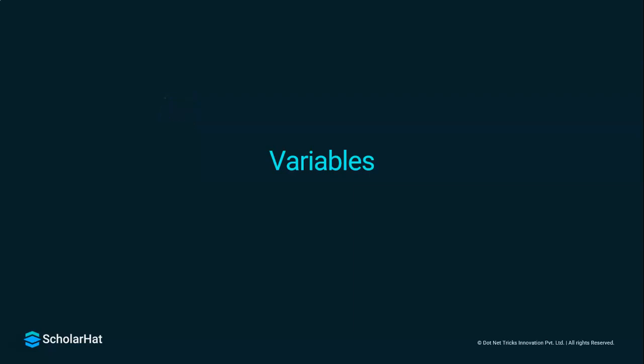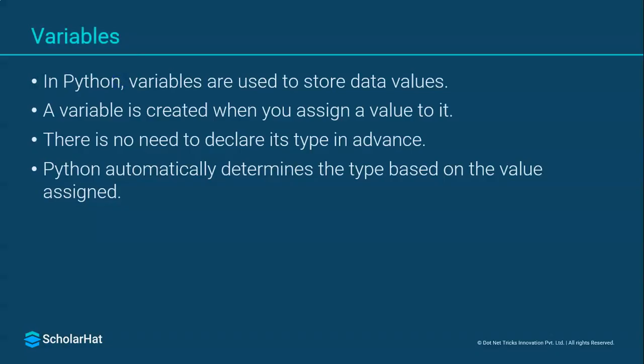Hi there, in this session we will discuss variables in Python. In Python, variables are used to store data values, and a variable is created when you assign a value to it. When we store variables in Python or in any programming language, they retain some value and occupy memory with a particular address, which we will use throughout our program execution.